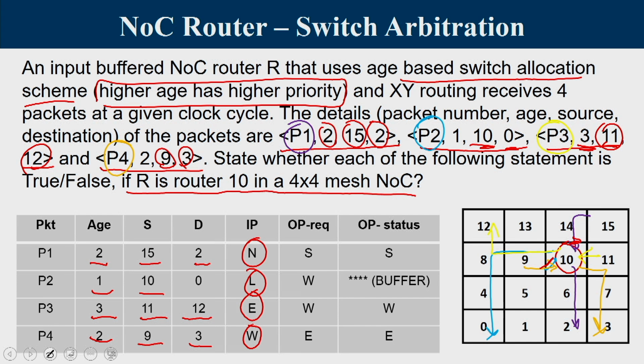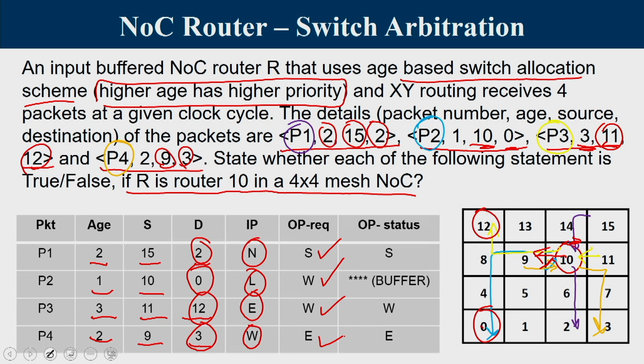Now, when you apply XY routing at router 10, if a packet is looking for destination 2, then south is going to be its output port. In 10, if you want to go to 0, 0 is here, but with XY routing, I first have to travel in the X direction. So, west is what I want. Similarly, to go to 12, that is also possible only by traveling westward. So, travel to 0 and travel to 12, from 10, is a westward movement as per XY routing. And for the last packet P4, the destination is 3, and to reach 3, I have to take an eastward movement.